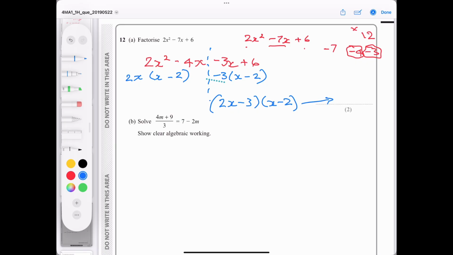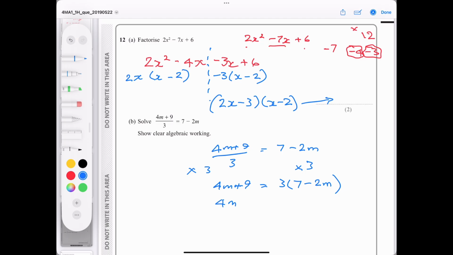Right, solve, and show clear algebraic working. So we've got 4m plus 9 over 3 equals 7 minus 2m. Now my favourite thing is that I hate having things underneath things. I don't really like denominators. So my inclination is to times both sides by 3 before I have to worry about anything else. So we'll do 4m plus 9 equals, and then you could do that 7 minus 2m. I know it's really tempting to just do it immediately, but good.